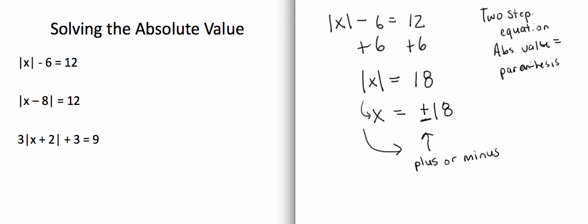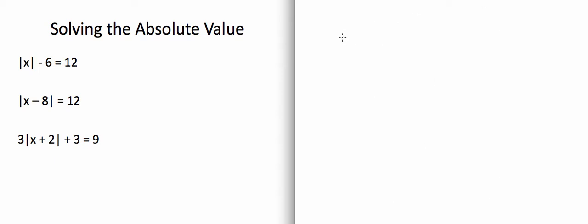Okay, so let's take a look at the next aspect. We have the absolute value of x minus 8 is equal to 12. Now we have the minus 8 inside of our absolute value function. So now we need to get rid of the absolute value function first. We want to rewrite this as x minus 8, and we think about what we did just last problem.